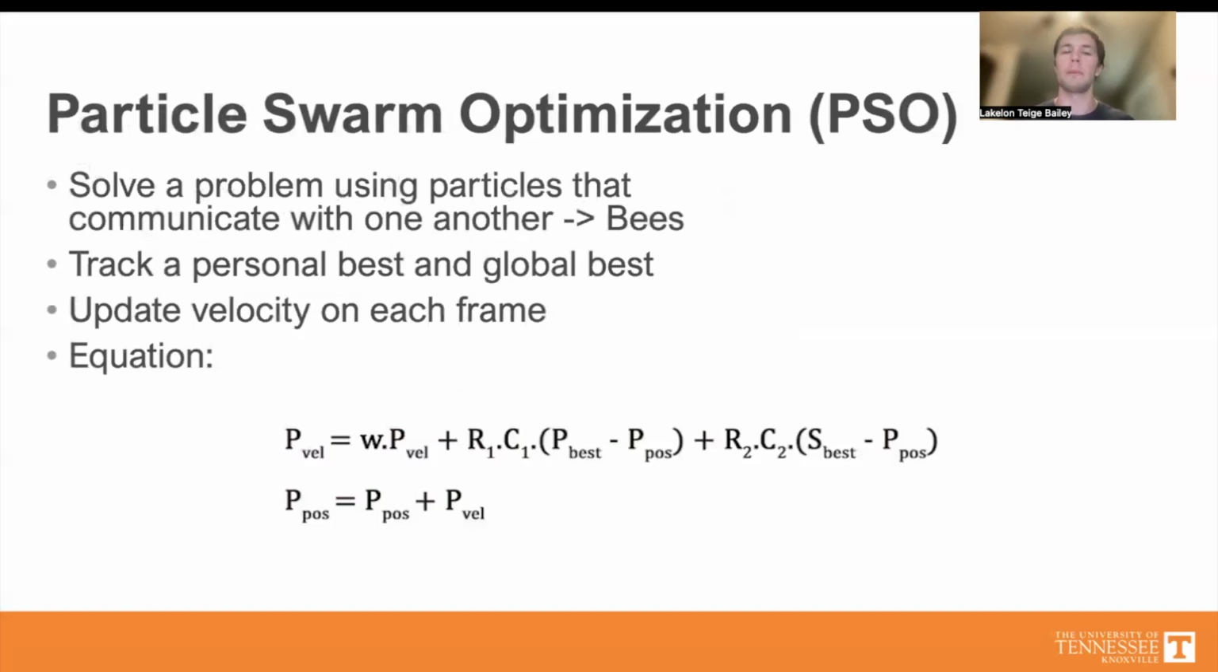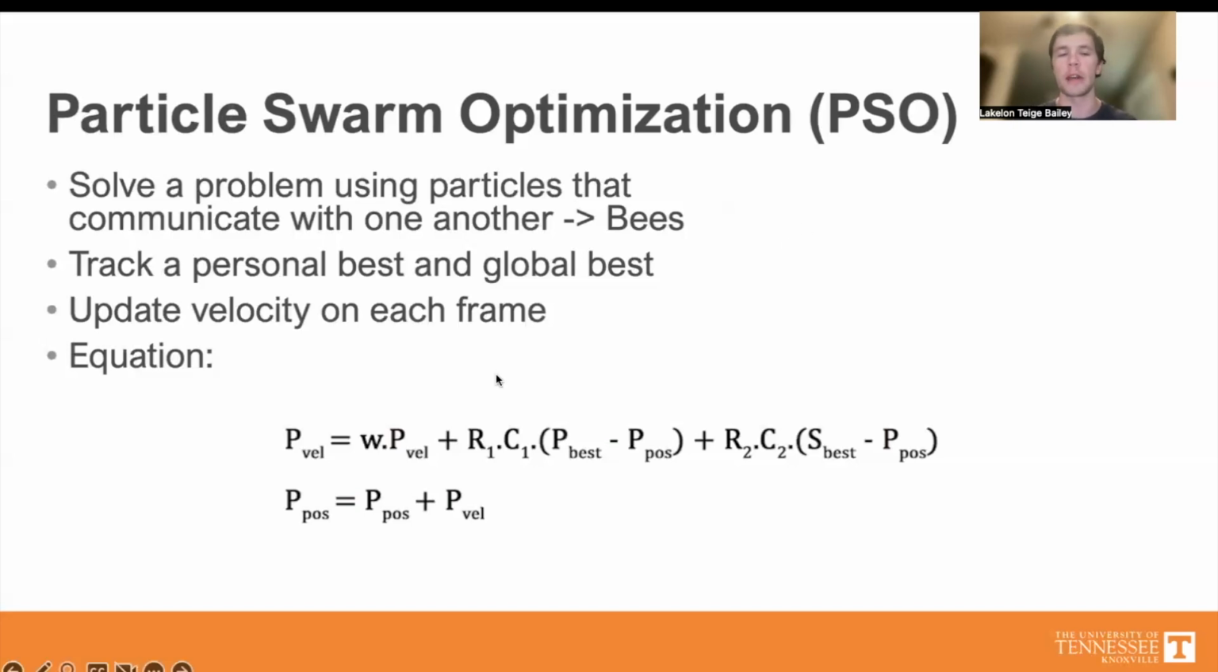In terms of how I implemented particle swarm optimization, particle swarm optimization involves solving a problem using particles that communicate with one another. That's a very high level definition of it. And in this case, the particles are bees. This type of application was derived from instances in biology where animals are moving around in a large body together, but they're only communicating with adjacent animals. An example would be bird murmuration, any kind of bee swarming, schools of fish, things like that.